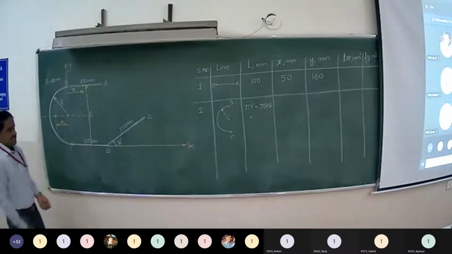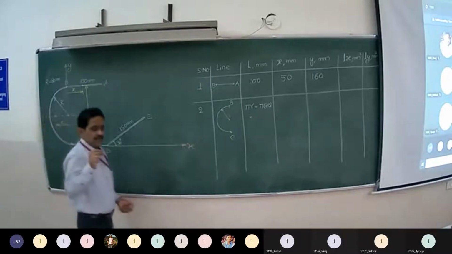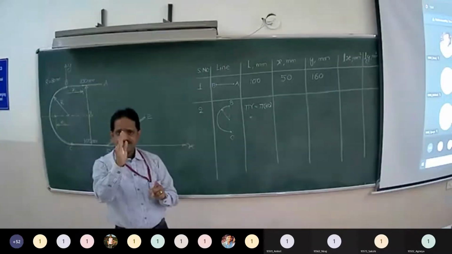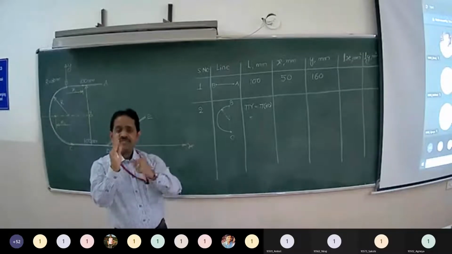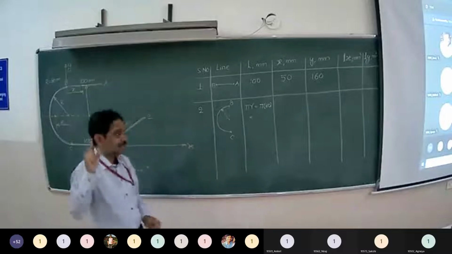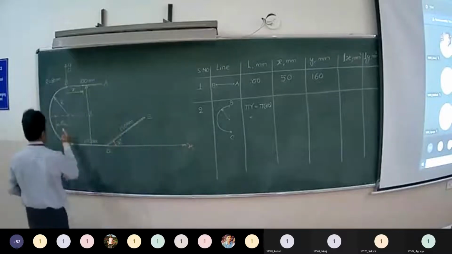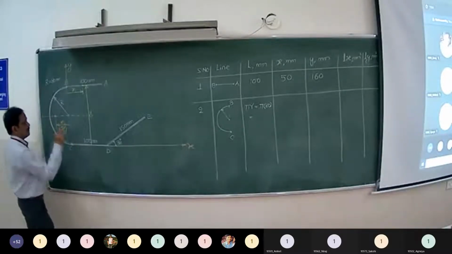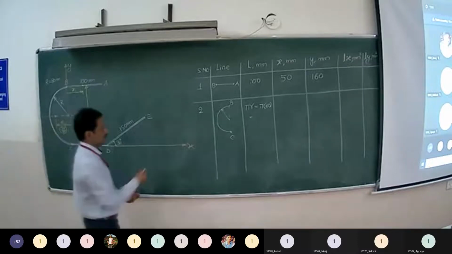Now in the formulas, we know that the centroid of the semicircular arc is located on the symmetrical axis. From the base, it is located at a distance of 2r by pi. So this distance is 2r by pi. Are you following me?